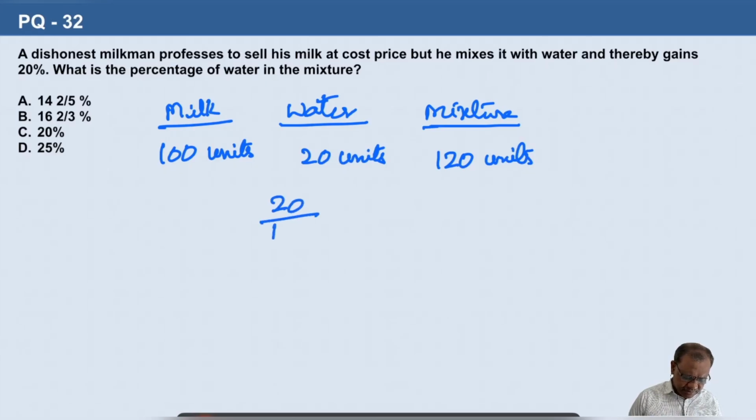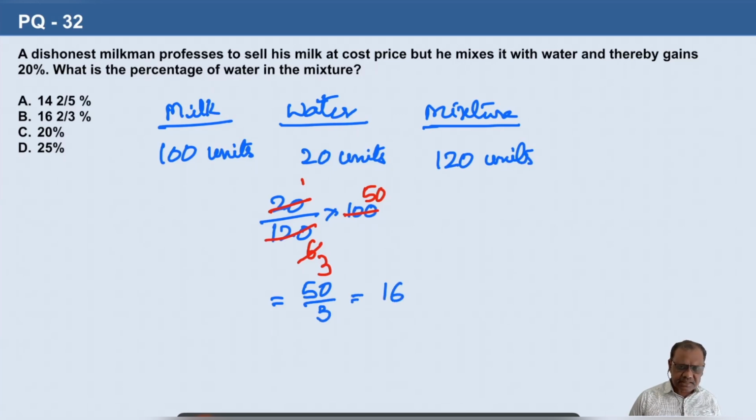So what is the percentage of water in the mixture? 20 by 120 into 100. If you simplify, 20 ones are 20, 2 threes are 6, 2 fifties. So what is remaining here? 50 by 3. So if you convert into mixed fraction, 3 sixteens are 48. 2 is the remainder. So write it as a mixed fraction, 16 2 by 3%. So this is the percentage of water in the mixture. Option B is the right answer.